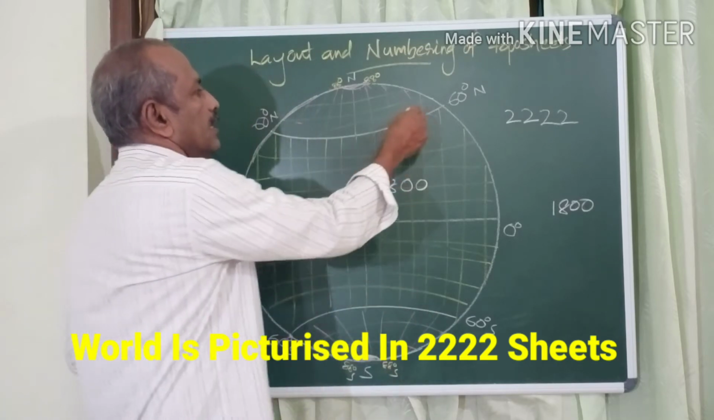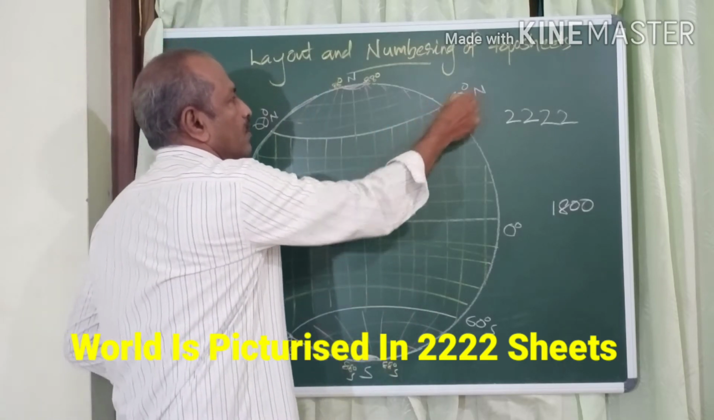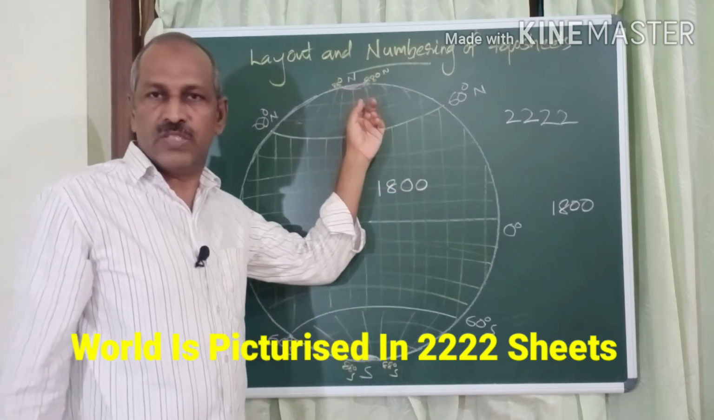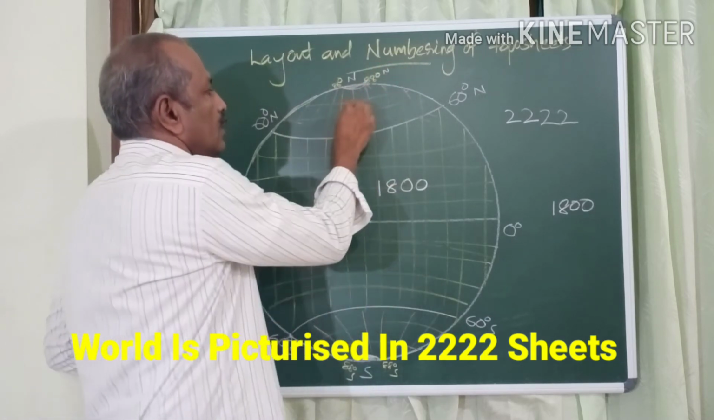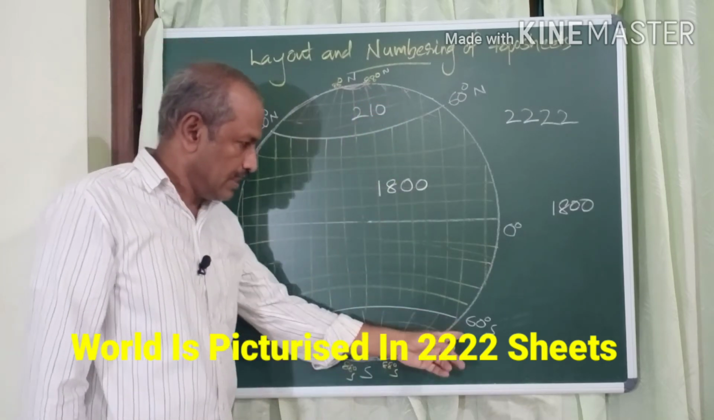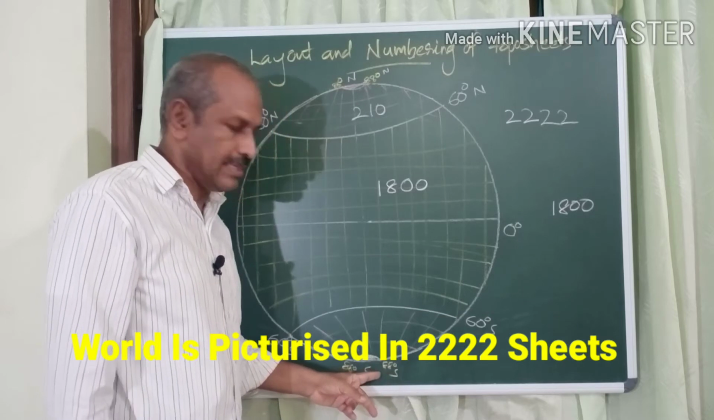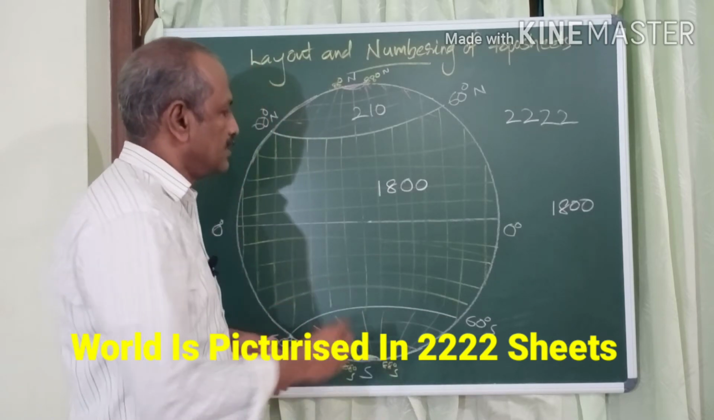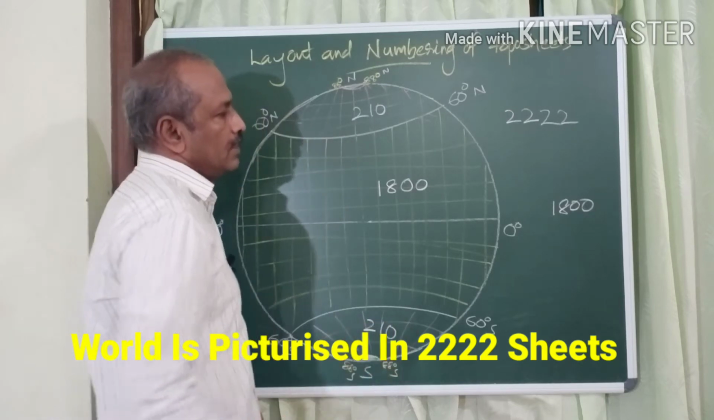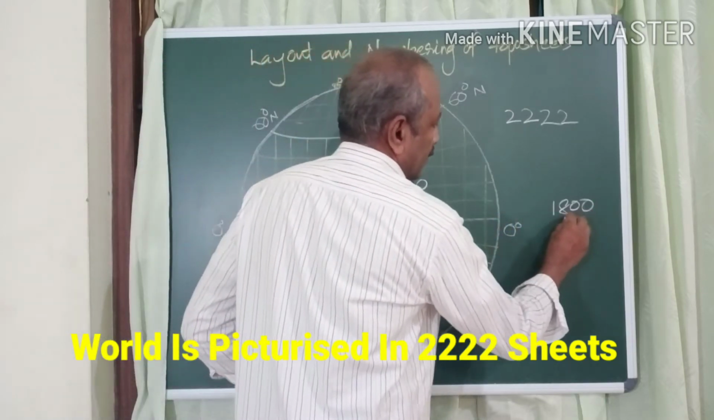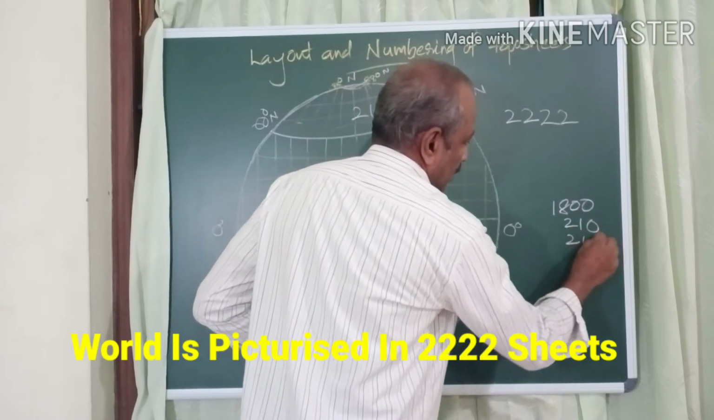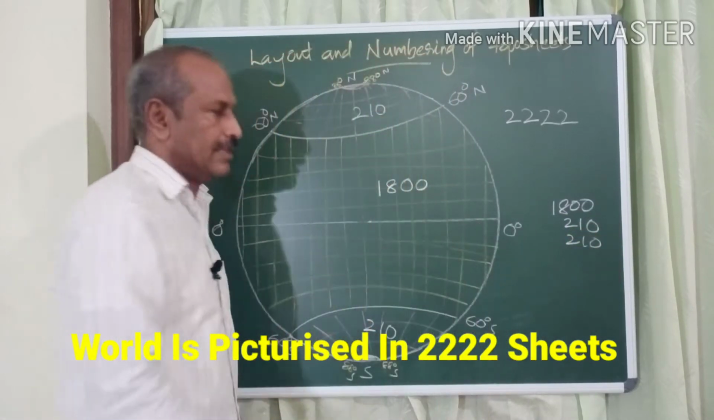Now let us see the area between 60 degrees north and 88 degrees north. This area is prepared using 210 sheets. Likewise, in the south, the area between 60 degrees south and 88 degrees south is picturized in a total of 210 sheets. So 1800, then 210, then 210.